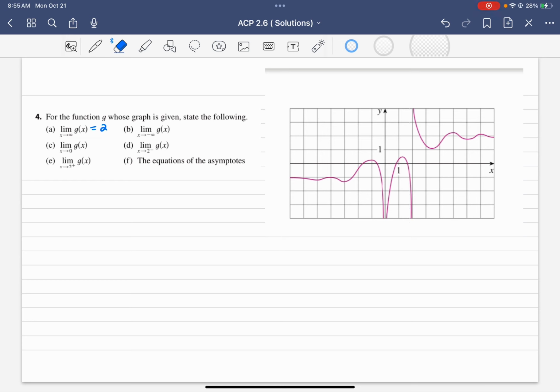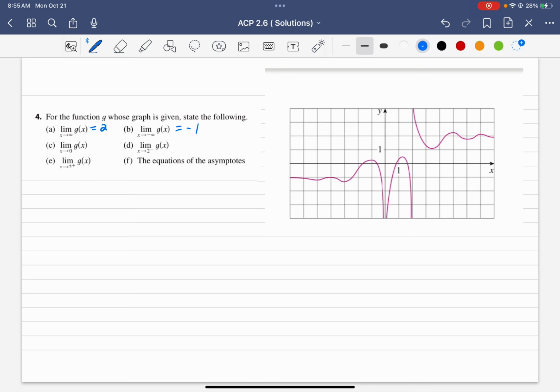Okay, we look at part B. It says as you go out to negative infinity, so as you head in this direction, do the outputs settle down to something? It looks like they settle down to this value, which would be -1. So as you go out to the left, it looks like it wants to be -1.